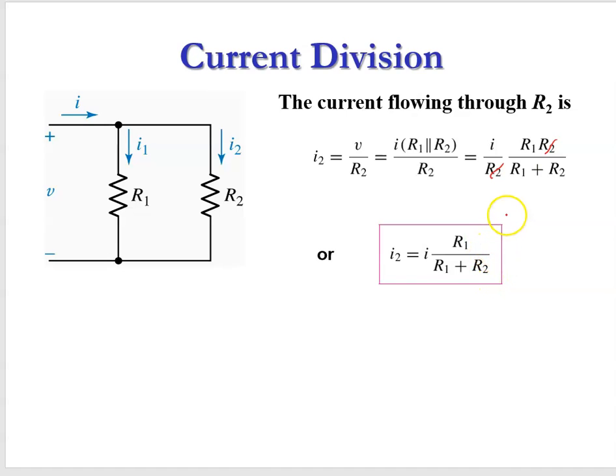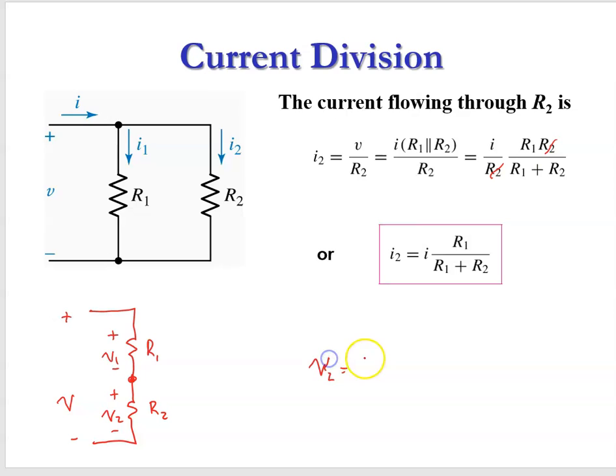Remember, if we had two resistors in series, R1, R2, and we have this voltage V across the series combination of R1 and R2, then we could say, well, we'll look at V2.